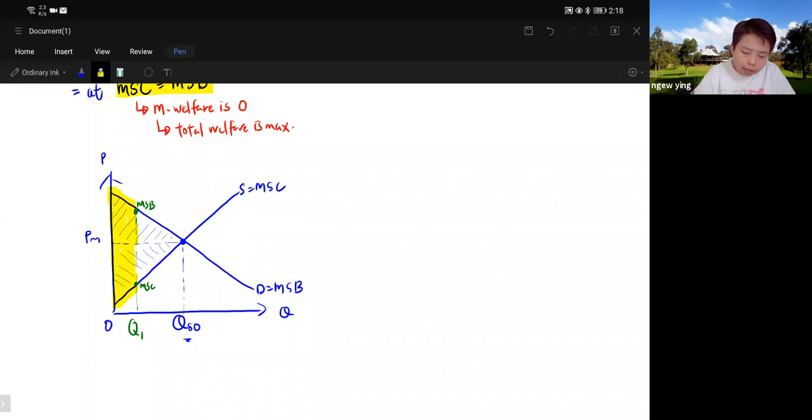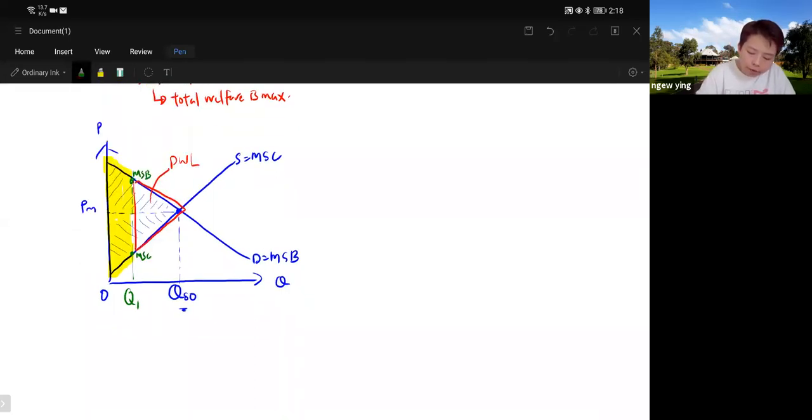In this case, you didn't produce enough, and you still have chances to increase your production in order to gain more welfare. This part is the welfare that is lost. We call it the deadweight loss, which means that if you increase your output, you will be able to capture this much consumer surplus. But because you stopped at Q1, you didn't manage to capture it. Therefore, Q1 is a level of output where you didn't produce enough. We call it underproduction.